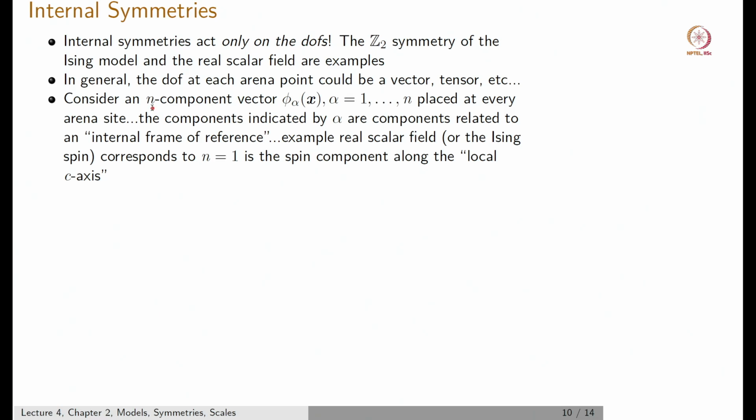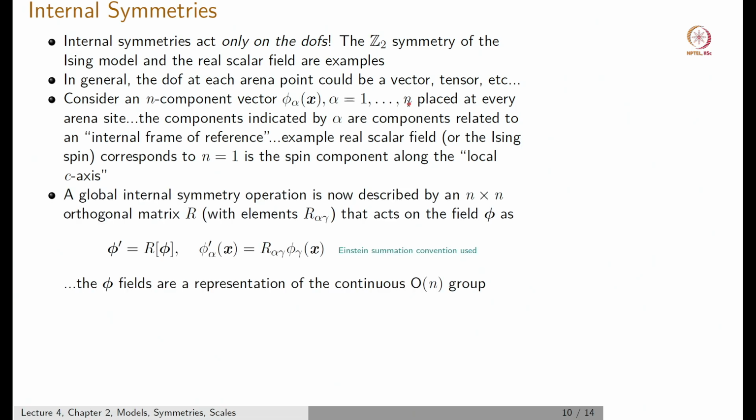So if n equal to 1, this is our real scalar field. That is, it has only one component, it can take a real value, and this alpha equal to 1 can be thought of as the C axis. Similarly, an n component vector is denoted by phi alpha, alpha going from 1 to n, and there are some n independent axes in the internal space of the degrees of freedom.